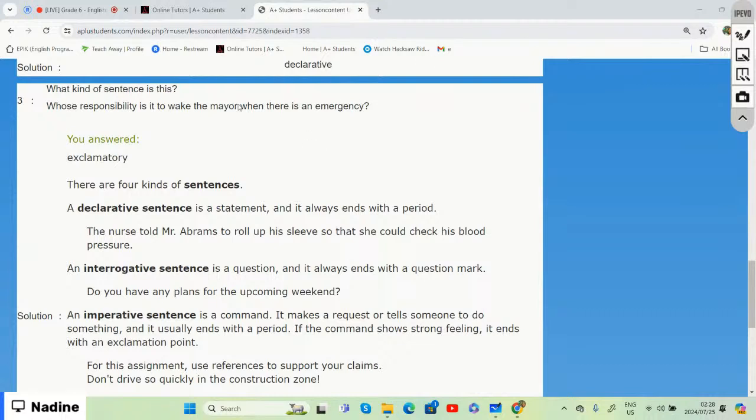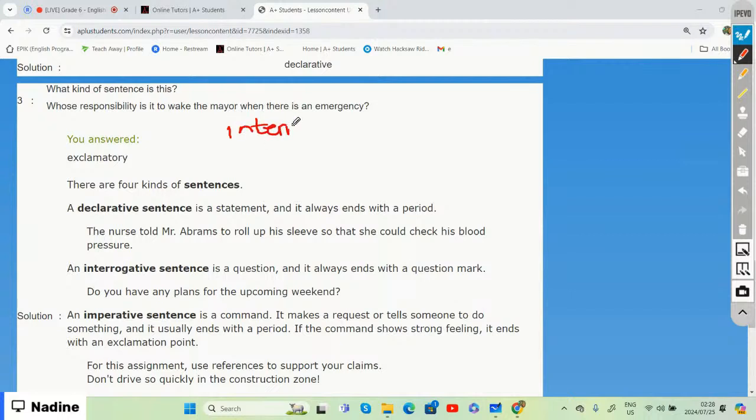If we look at that sentence, we can say this is an interrogative sentence, and the reason why is that a question is being asked. Yes, well done. An interrogative sentence is correct. And remember we said that when a question is being asked, it is an interrogative sentence.